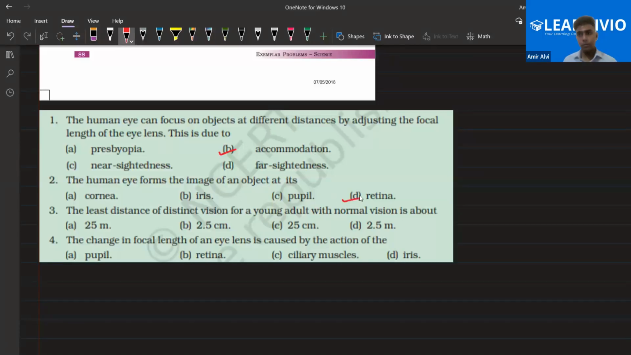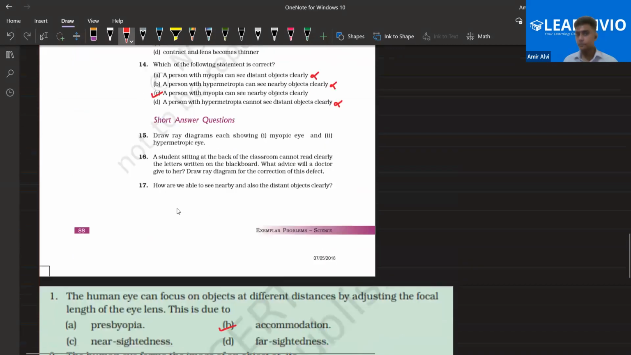Retina is the screen, like we have discussed in the functions of the eye, right? These kinds of MCQs will be there in your school exams as well, in the CBSE board exam as well. And the least distance of distinct vision for a young adult with normal vision is about 25 centimeters. So near point is 25 centimeters. This is a very basic question. These 4 questions are of NCERT. These are exemplar problems.